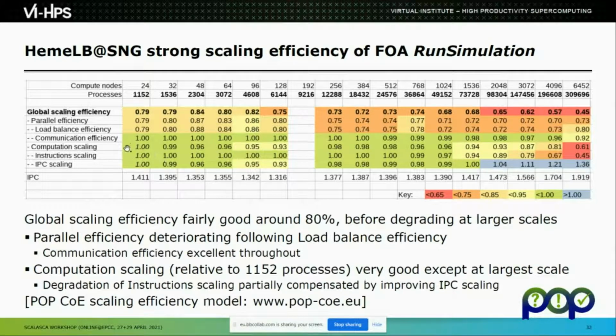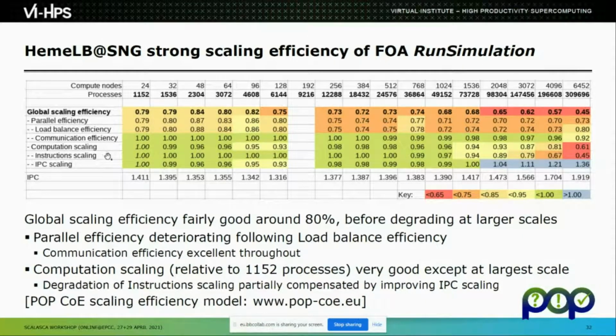For the communication efficiency, that starts off very good. The application is using non-blocking communication and only communicating with a limited number of neighbors, but that efficiency also starts dropping off with scale. It never gets particularly low, so even at the very largest scale of 300,000 processes, it's still not a big issue.